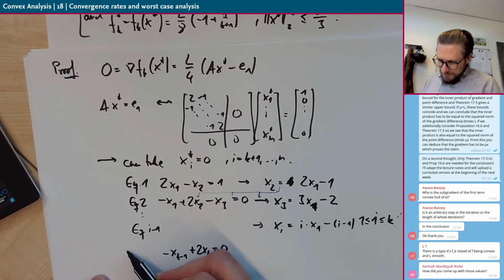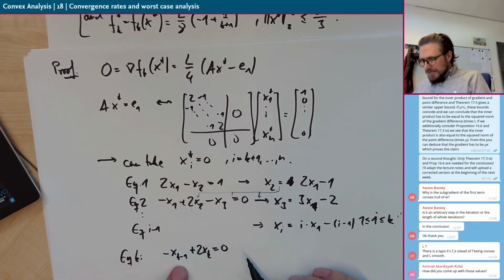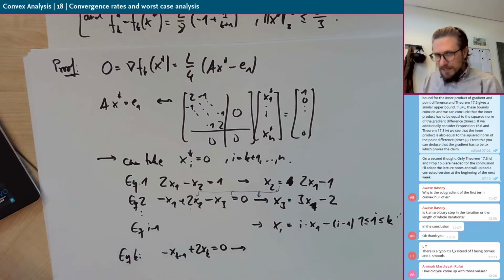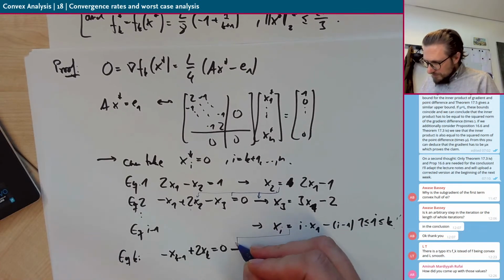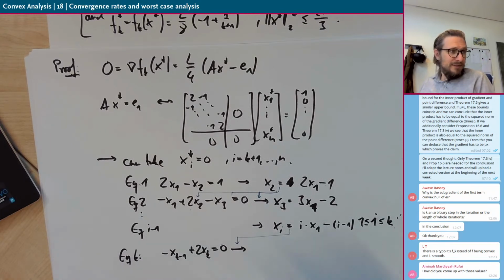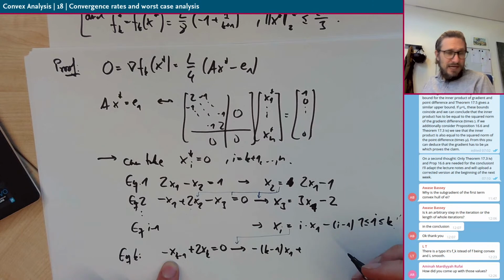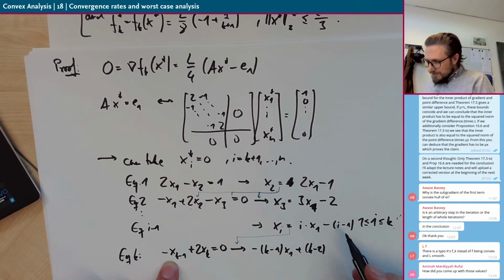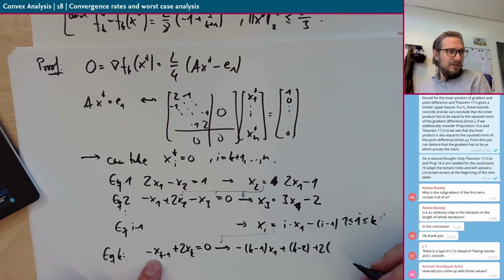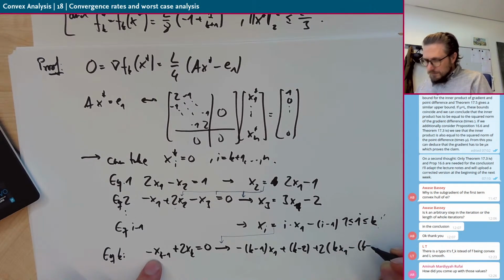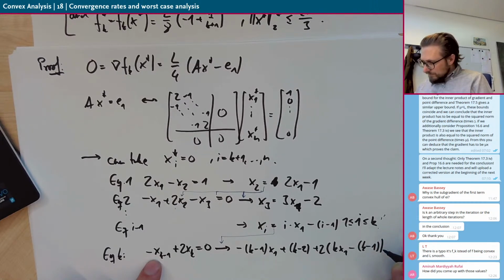Now this is the kth equation, which looks like this, and we plug in this formula here. Again we take this formula and use it in both cases. Then we get minus (k minus 1) x1 plus (k minus 2) plus 2 times (k x1 minus (k minus 1)) equal 0.